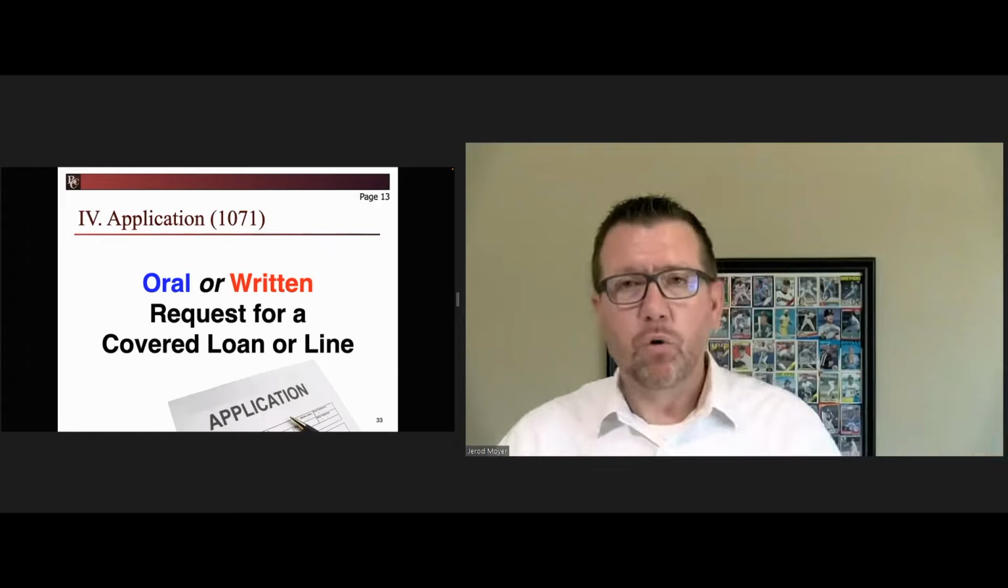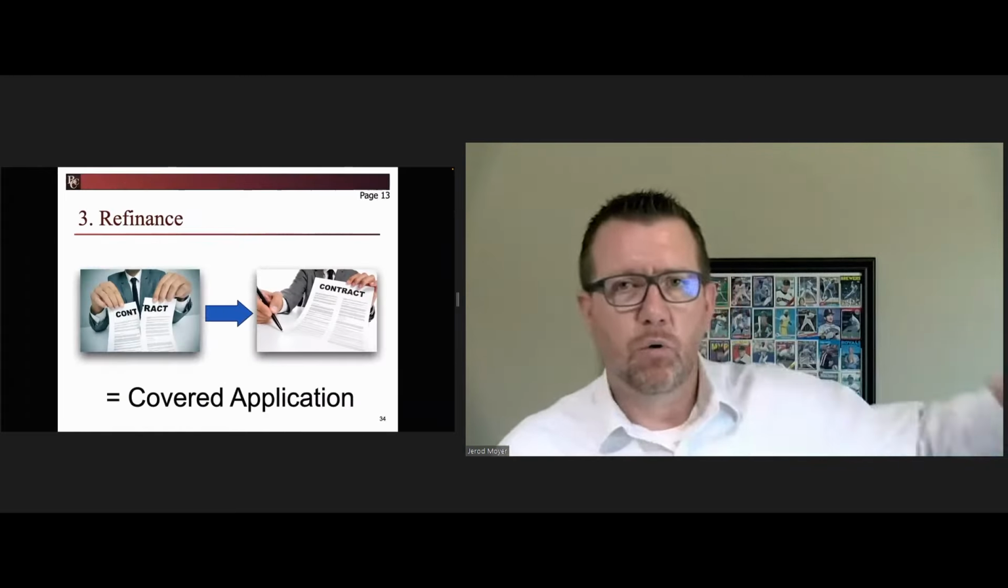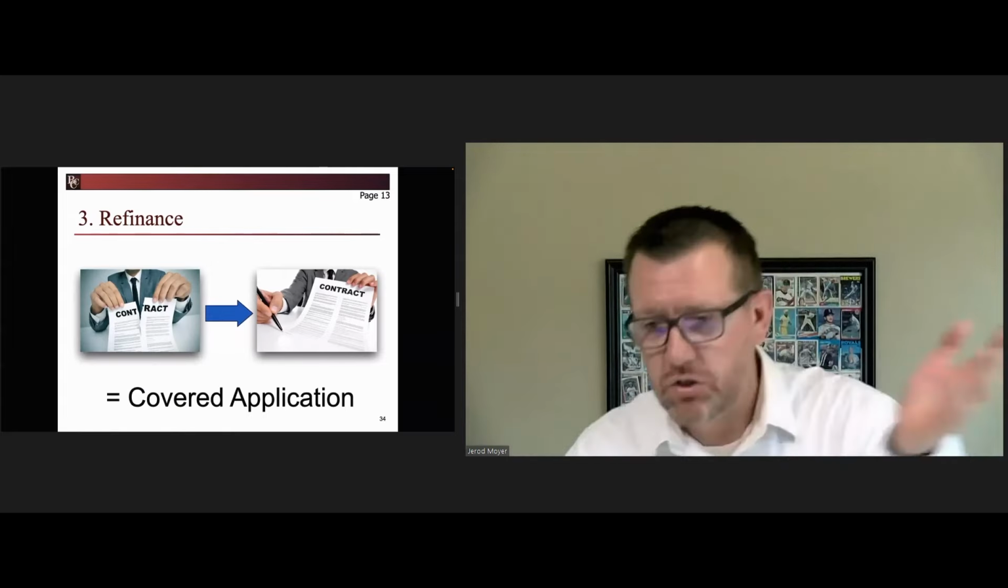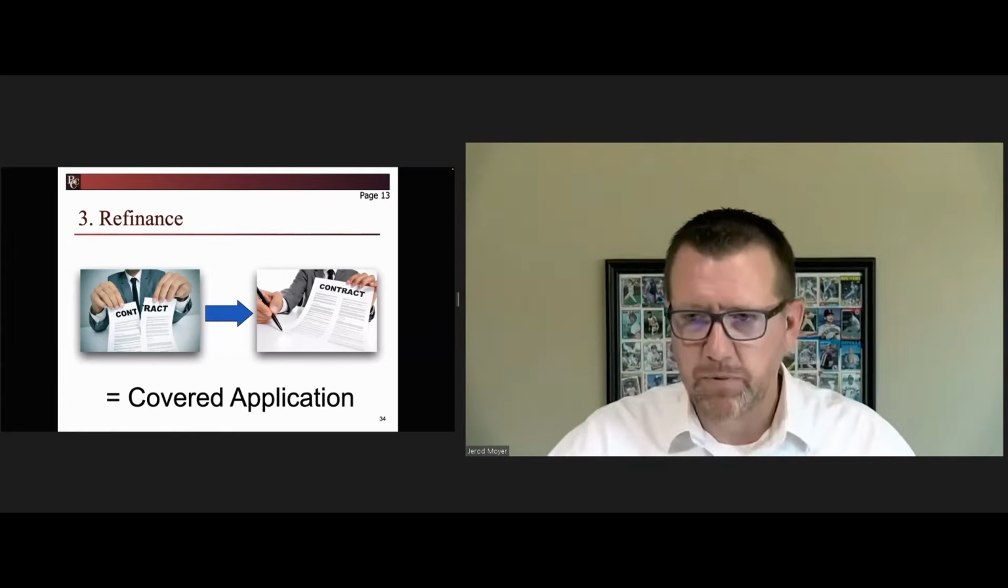New loan lines, obviously oral or written requests for those are going to be included. I kind of talked about this earlier. For originations, you count refinances, so too for reporting. So what's a refinance? I think this is something that a lot of people are having questions on, especially in the commercial lending world.